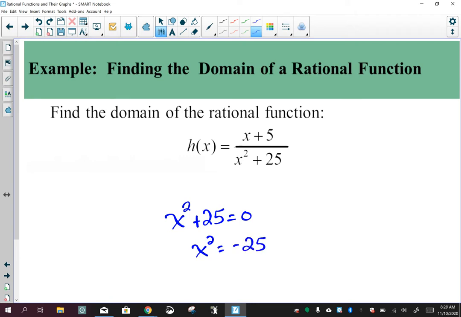Ooh, I cannot take the square root of a negative number. So here I have no restrictions. And since I have no restrictions, I go from negative infinity to positive infinity, because there's nothing I can put in here that's ever going to generate a 0 at all.